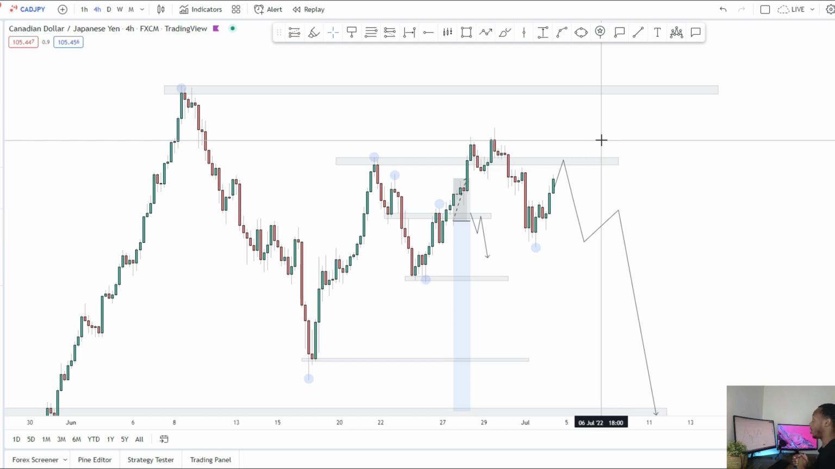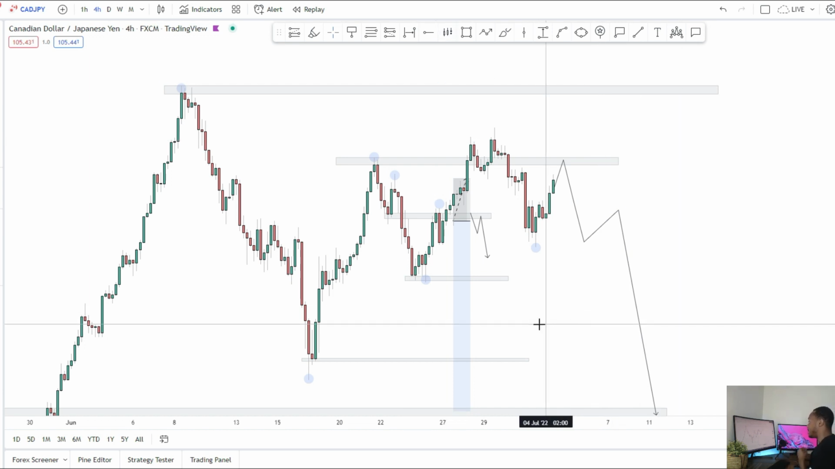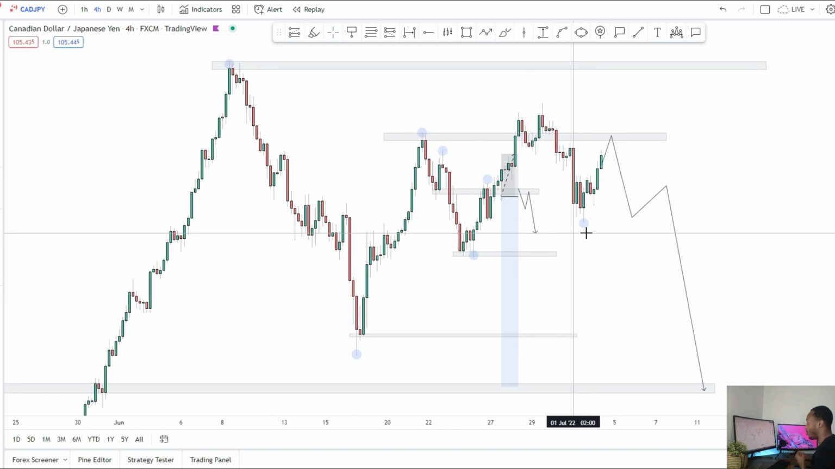And that was my loss there in CADJPY. So I'll monitor this pair, this market, and I'll see if I can get another entry. And if I do, I'll be sure to make a video on that as well, loss, win, or break even, or whatever. But yeah, that's the loss on CADJPY. Again, lesson learned with that one. Make sure to wait for the break and retest.